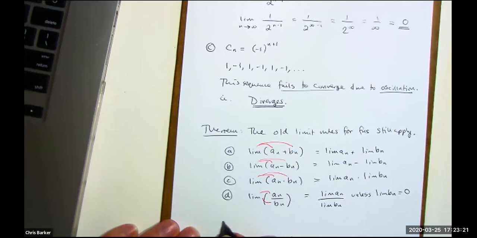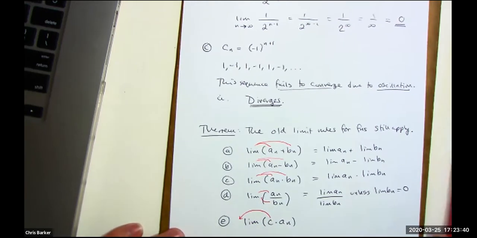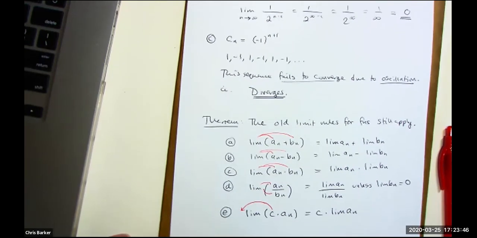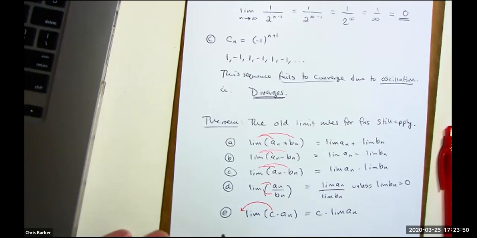Another rule from regular original limits was if there was a constant inside the limit. Notice this is not c sub n, it's just c. So that's just an ordinary constant. What can you do with that constant? Pull it out. Exactly. That still works as well. So you can pull constants out of limits of sequences. All right.